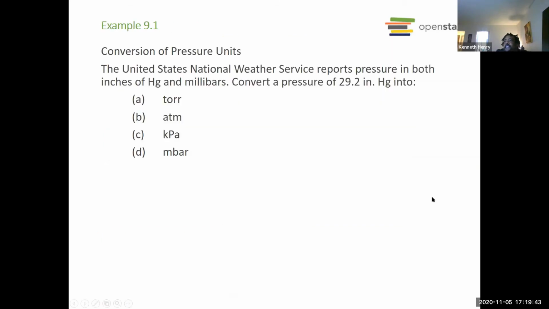So here's my first deal for you guys. I'm going to put you in groups, 4 groups, and convert all of these to torr. So convert the pressure of 29.2 inches of mercury into torr, atmospheres, pascals, and millibars. I'm sorry, millibars, not megabars.